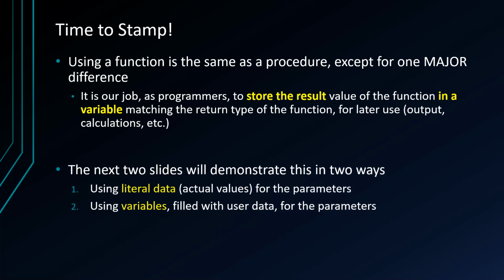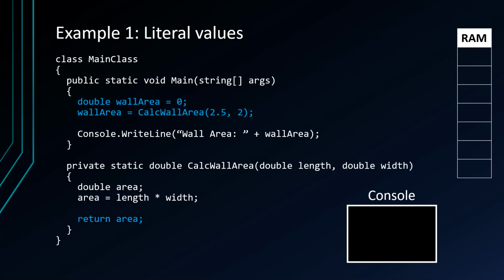So let's take a look at that. We're going to do it in two ways, just like yesterday. We're going to start by sending in literal data for parameters, and then we're going to do the same thing with variables for the parameters. All right. So first up, what we're looking at here is literal values. Now, what actually happens here?